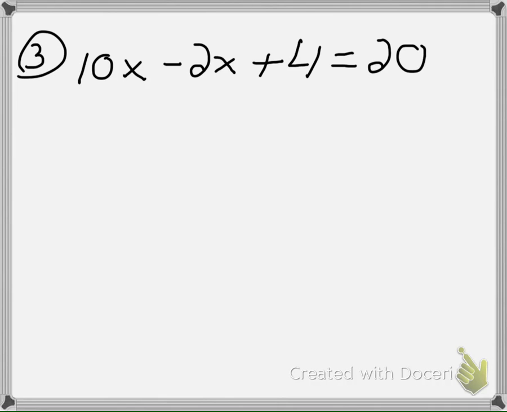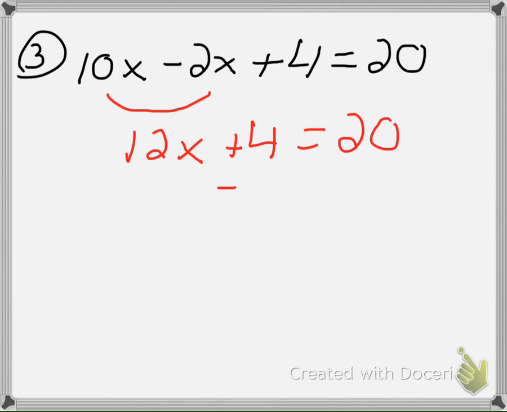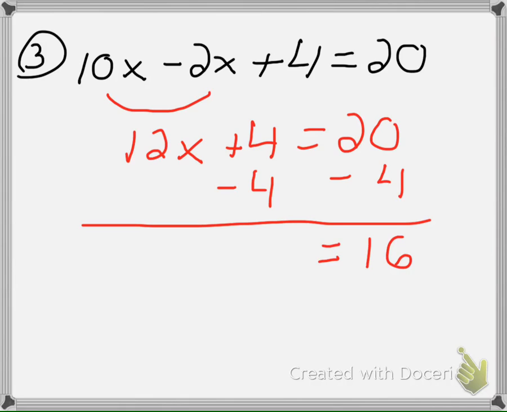Copy this down. 10x minus 2x plus 4 equals 20. Okay, pause the video and do it yourself. If you do 10x and 2x, you get 12x. 12x, you still have the 4, equals 20. Subtract 4, subtract 4. 16 equals 12x. This means multiply. I have to get rid of that by dividing. 16 divided by 12 is 1 1/3.